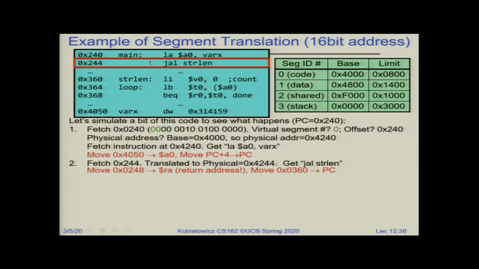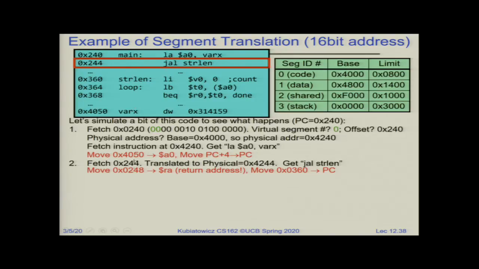So now we're going to do a jump and link. That's a call instruction to the string length procedure. And notice that we're going to fetch from 244, and it shouldn't surprise you that when we're done, we end up with 4244 hex, because when we got the first one, it was 4240. The fact that we get 4244 in physical DRAM shouldn't surprise anybody, because it's just 4 later in physical memory. And then we're going to go into the string length.